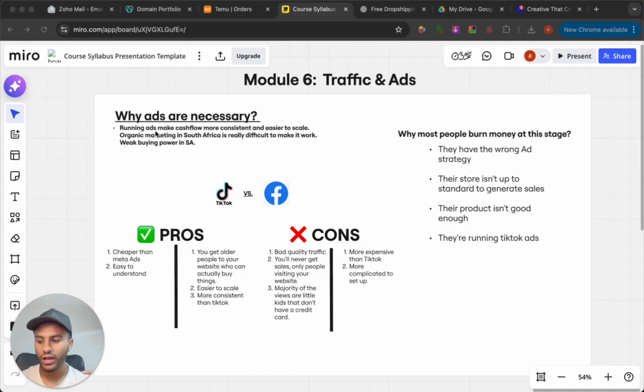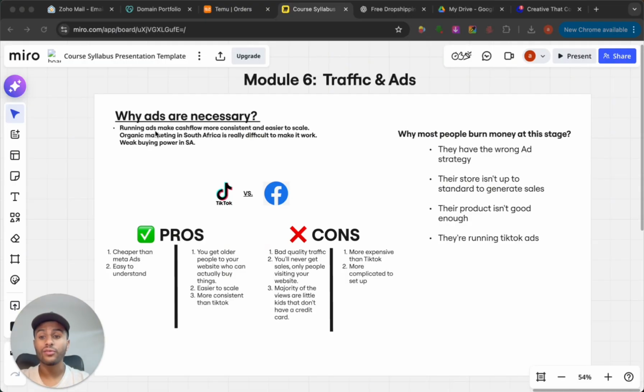Ads make your cash flow consistent because you can scale faster and you don't have to live off the luck factor, because you kind of have to get a bit lucky when it comes to organic dropshipping, having your video go viral. TikTok is just so finicky when it comes to what is actually good content, and some videos will go viral and some videos will just not go viral. All of this is because the algorithm's always changing on TikTok.